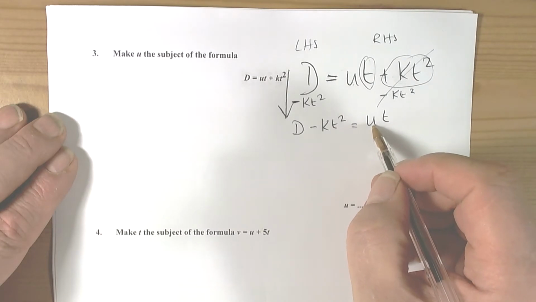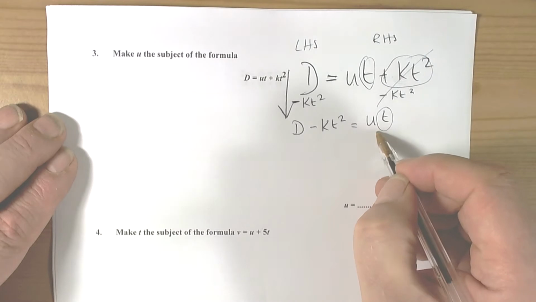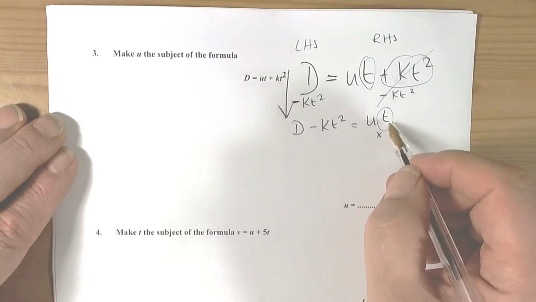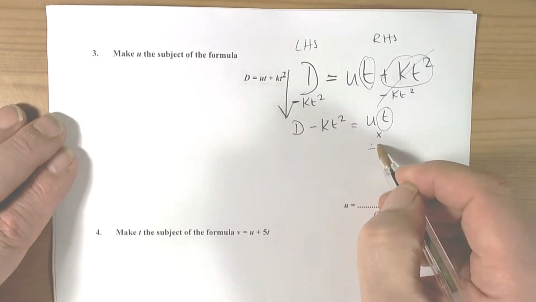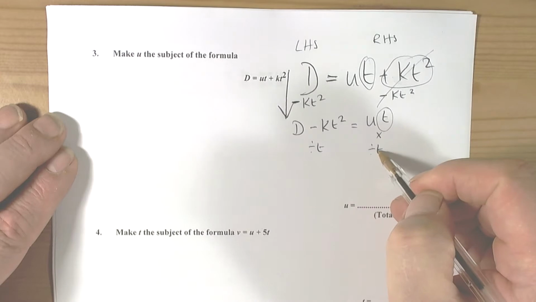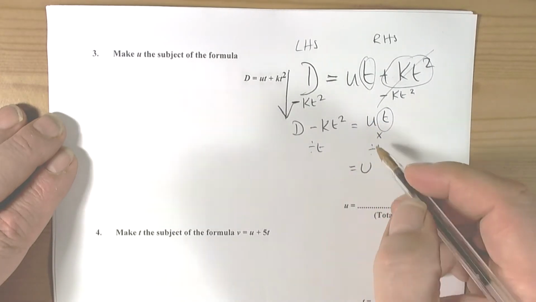So we're trying to get u on its own, so the only thing to move now is this t. These two, when they're next to each other, is telling you to times. So to move something, you have to do the opposite operation, so we're going to divide by t. And in doing that, we're doing t divided by t, which is 1. So we'll have 1u, which is what the answer needs to have, 1u.